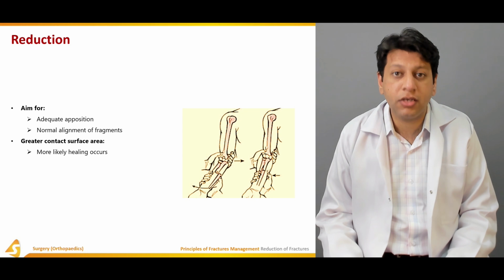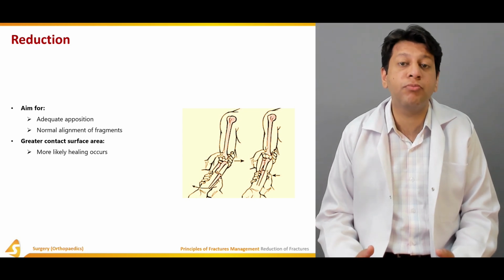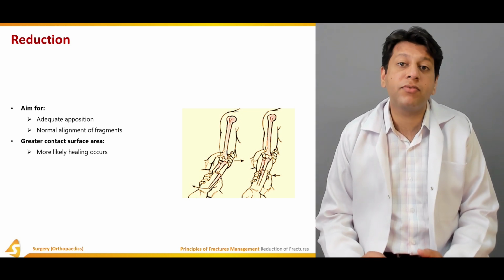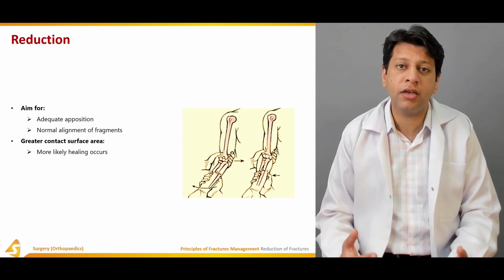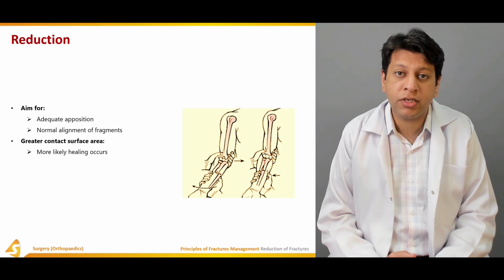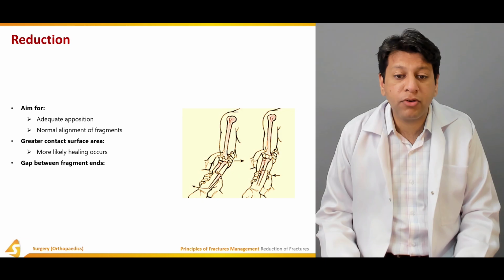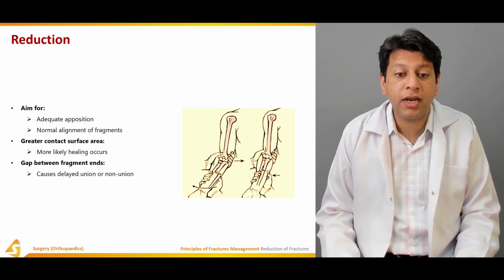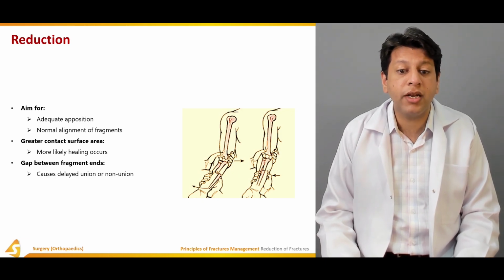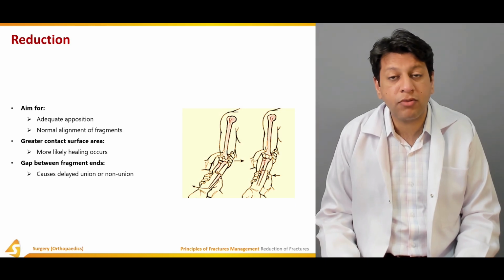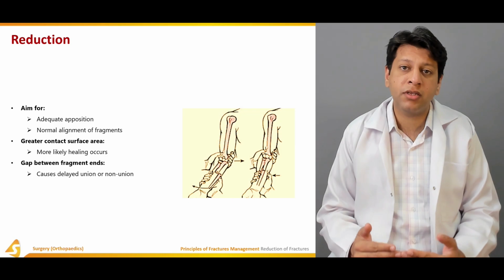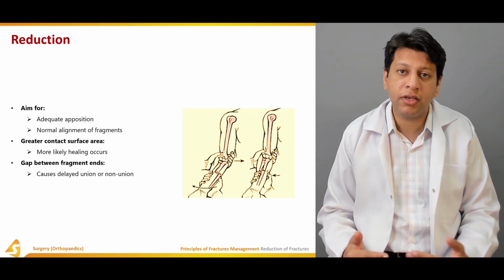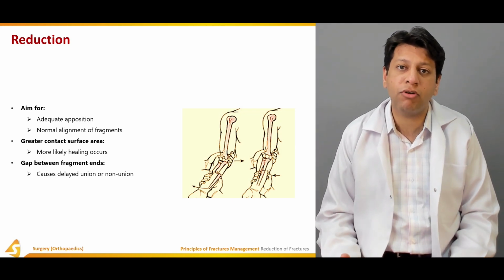Ideally, there should be 100% contact area between the two broken ends of the bone. But if it's an unstable fracture and it cannot be achieved, the minimum criterion for contact surface area should be at least 50%. Now coming to the gap between the fragment ends, it's usually called delayed union or non-union. We have to remember that if the segments are kept distracted, there will be a gap between them, which may eventually lead to non-union.